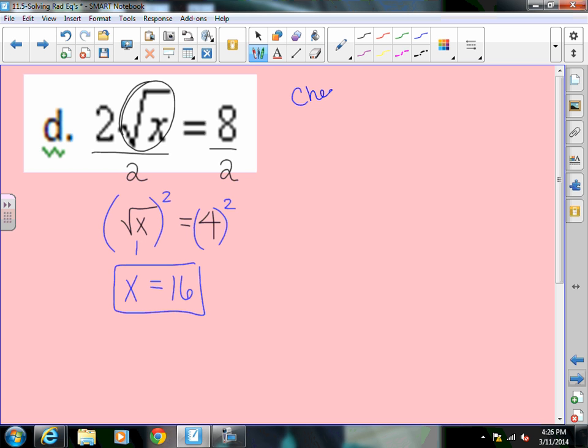So to check, I have 2, and then rad instead of x, I'm plugging in 16 equals 8. What is the square root of 16? 4. The 2 and 4 are squeezed, so you're going to multiply, and it works. 8 equals 8. Last example.